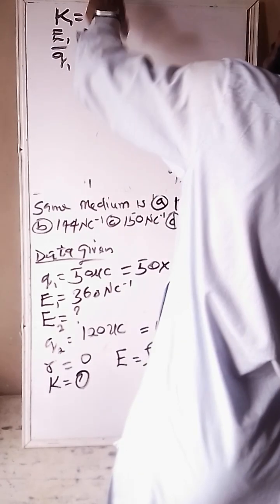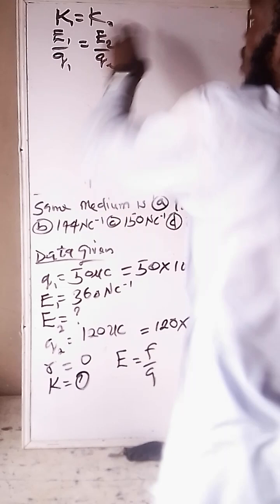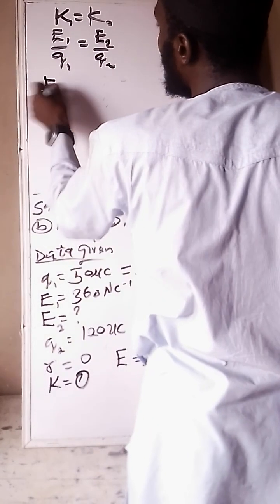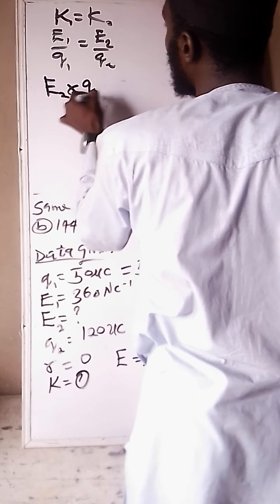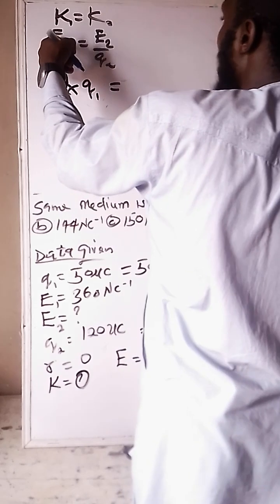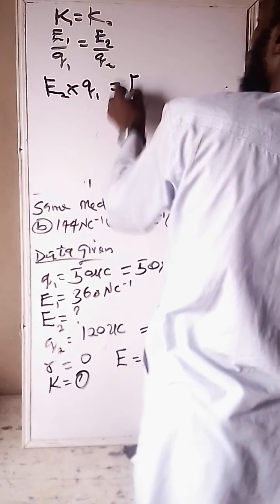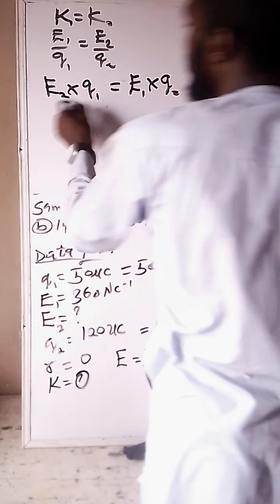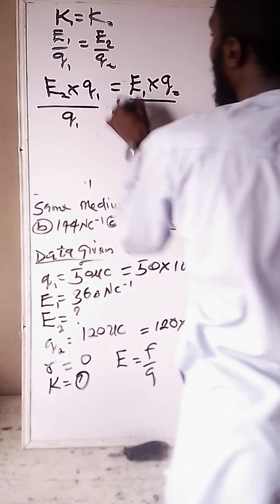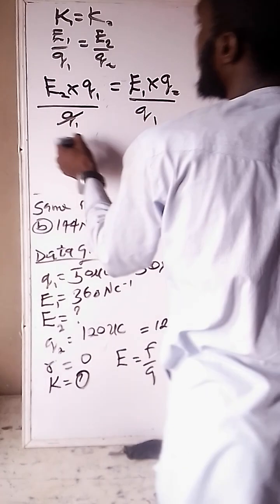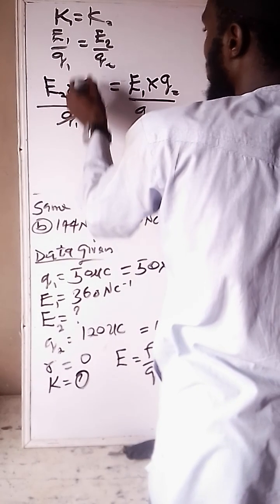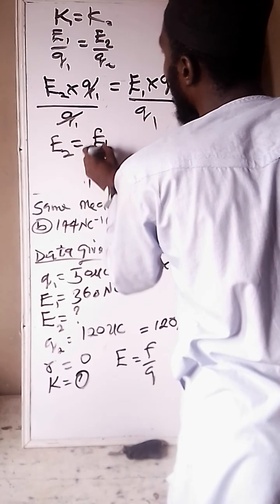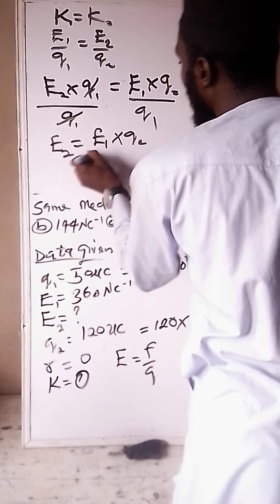For us to make E2 the subject of the formula, you have to do a mathematical expression here. E2 times Q1 equals E1 times Q2. Are we together? Divide both sides by Q1. Divide this by Q1. This one settles. What are we left with? E2 will now be E1 times Q2 all upon Q1.